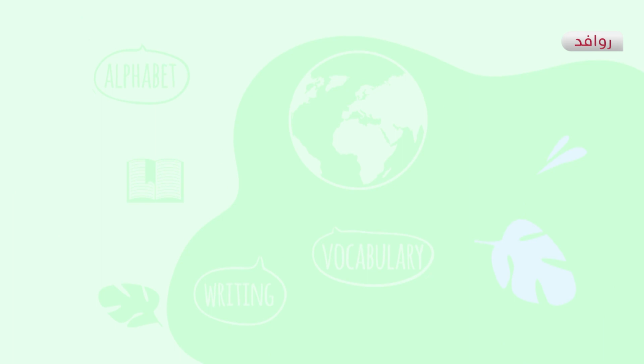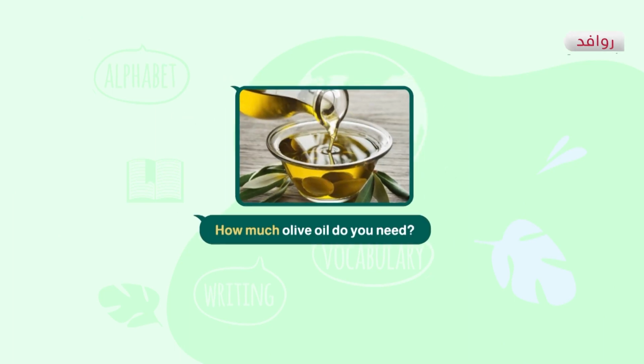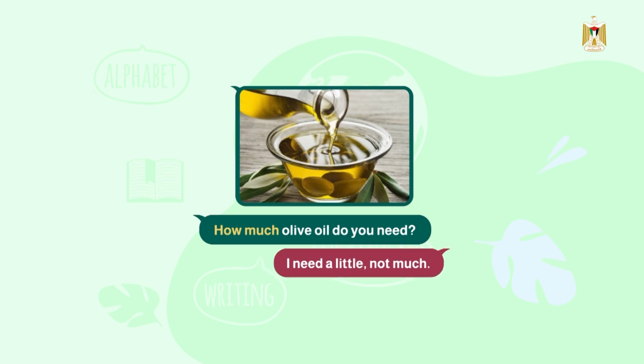I ask Mom, how much olive oil do you need? She says, I need a little, not much. We can't use how many here because we can't count olive oil. So we use how much to ask about the quantity of uncountable nouns. نستخدم how much للسؤال عن كمية الأسماء الغير معدودة مثل السؤال عن كمية الزيت التي تحتاجها الأم.